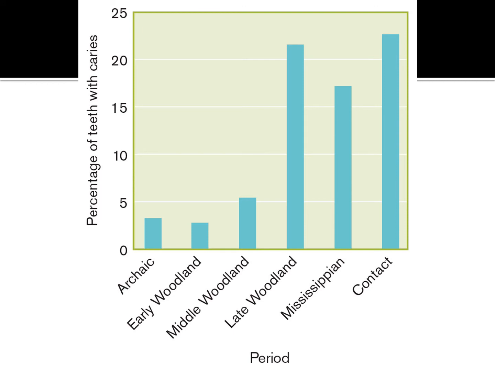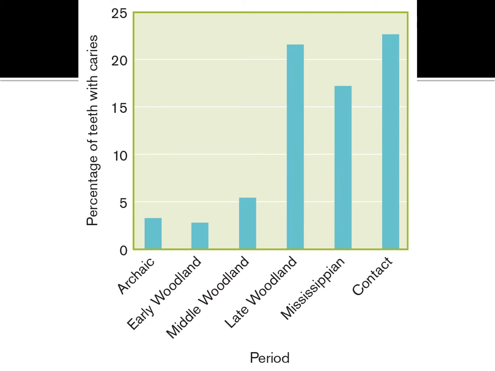So what we're seeing here is right around that middle woodland period, you start to see corn being adopted as a major agricultural component to a lot of Native American diets in all of these different tribes east of the Mississippi River to the Atlantic Ocean.